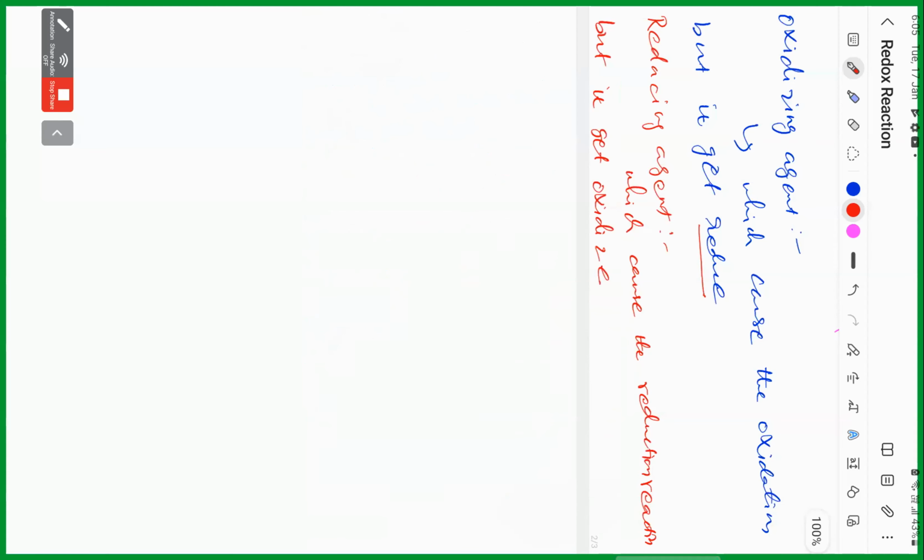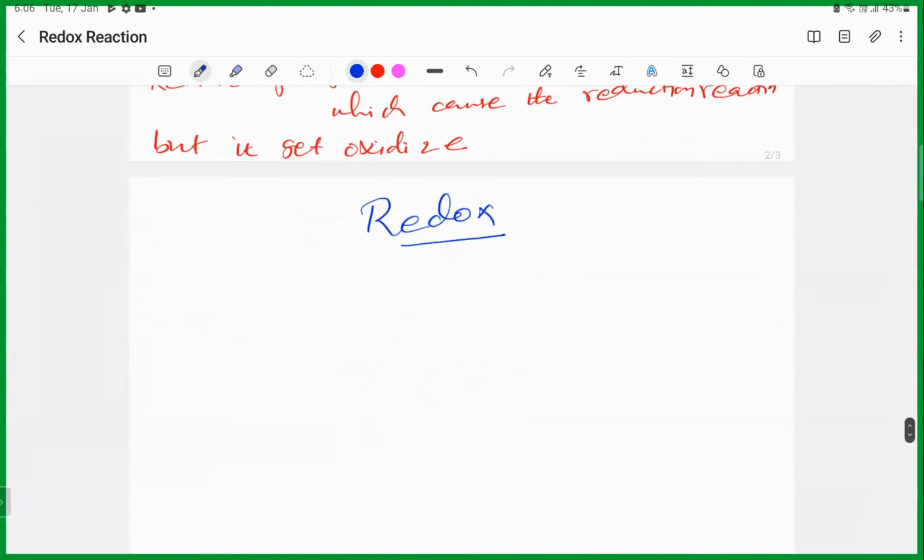Redox reaction. A redox reaction, in terms of electron transfer, we are going to see. So we can say loss of electron is oxidation, gain of electron is reduction. So there is one oxidation and one reduction. If they take place simultaneously, then it is called a redox reaction.